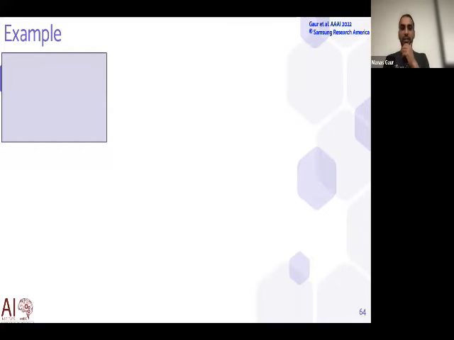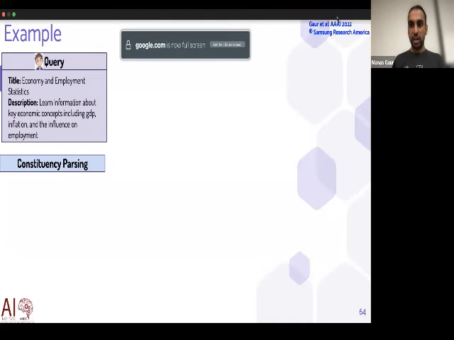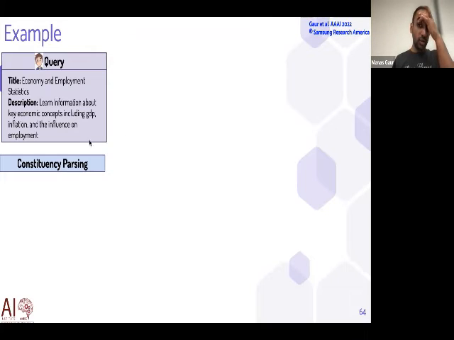So let's look at how this works in practice. Again, you have a query. Now I'm moving into a different domain, economy and employment statistics. And the user wants to know about GDP, inflation, and employment. So the first thing we do is constituency parsing, which is about noun phrase extraction.